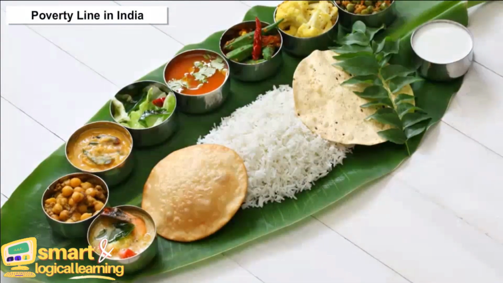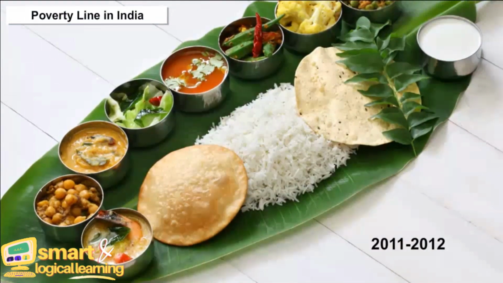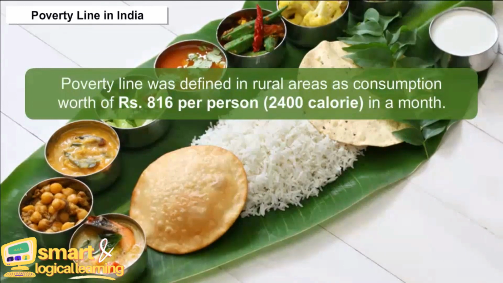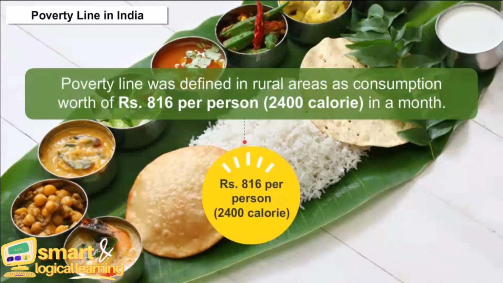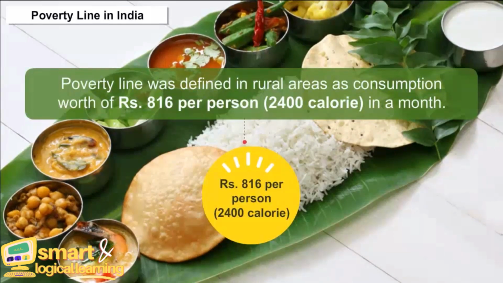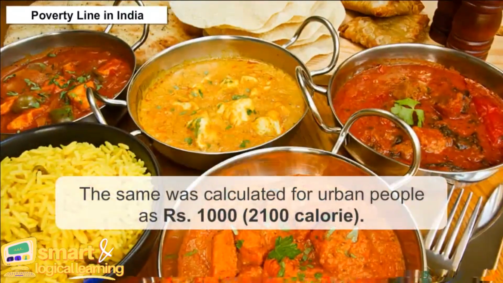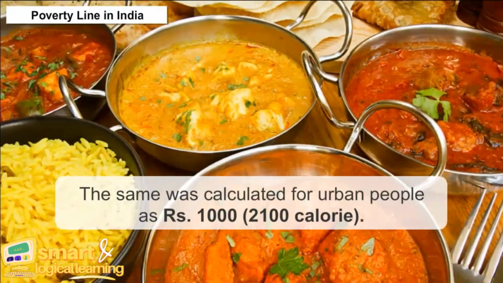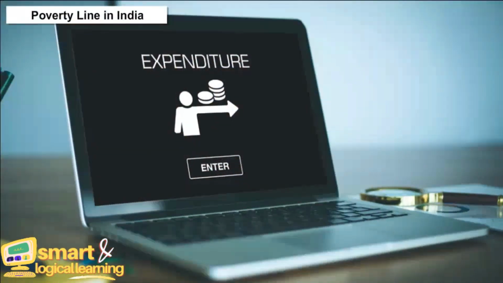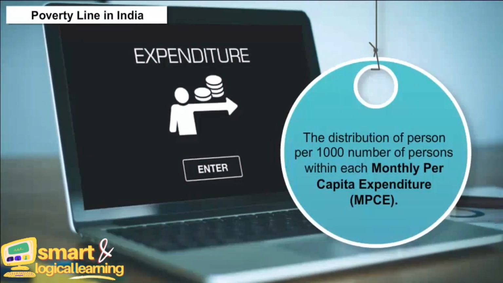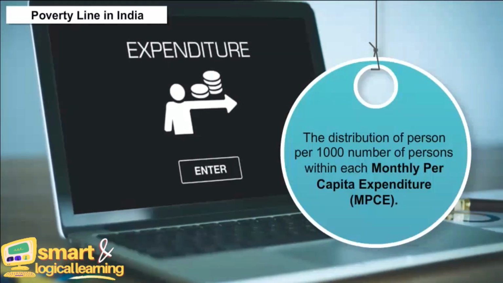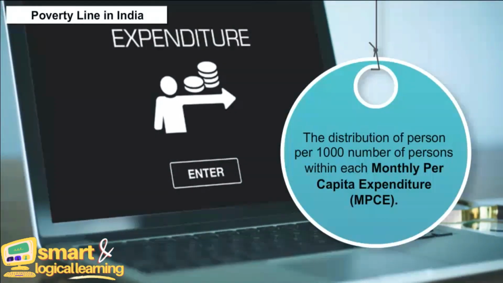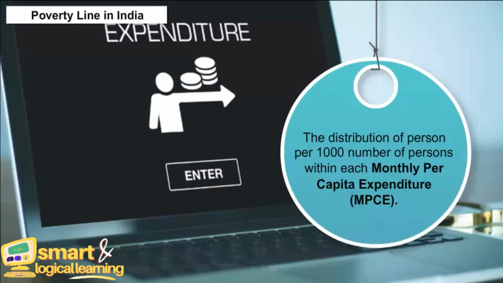As per calorie intake in 2011-2012, the poverty line was defined in rural areas as consumption worth 816 rupees per person per month, that is 2400 calories. The same was calculated for urban people as 1000 rupees, that is 2100 calories. On the other hand, there is the distribution of persons per thousand number of persons within each monthly per capita expenditure or MPCE bracket obtained by the NSS Consumer Expenditure Survey.